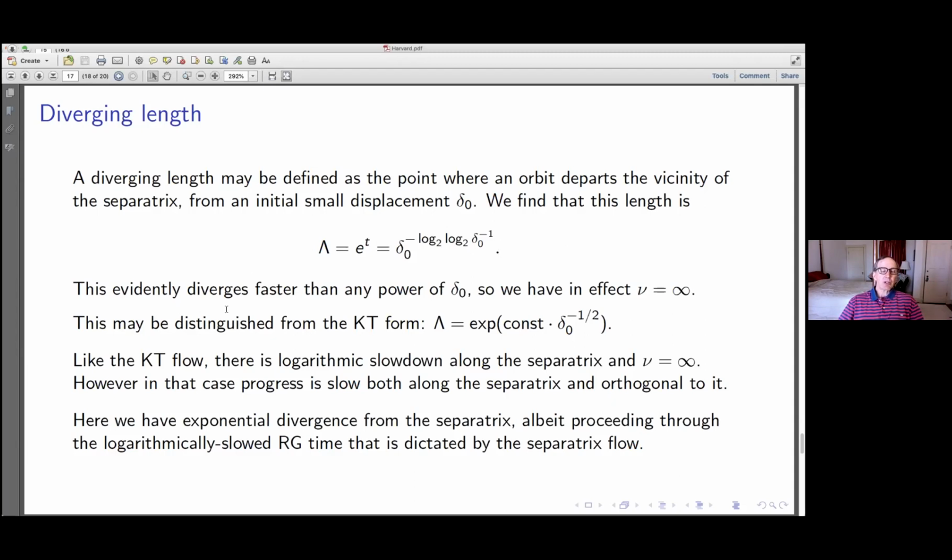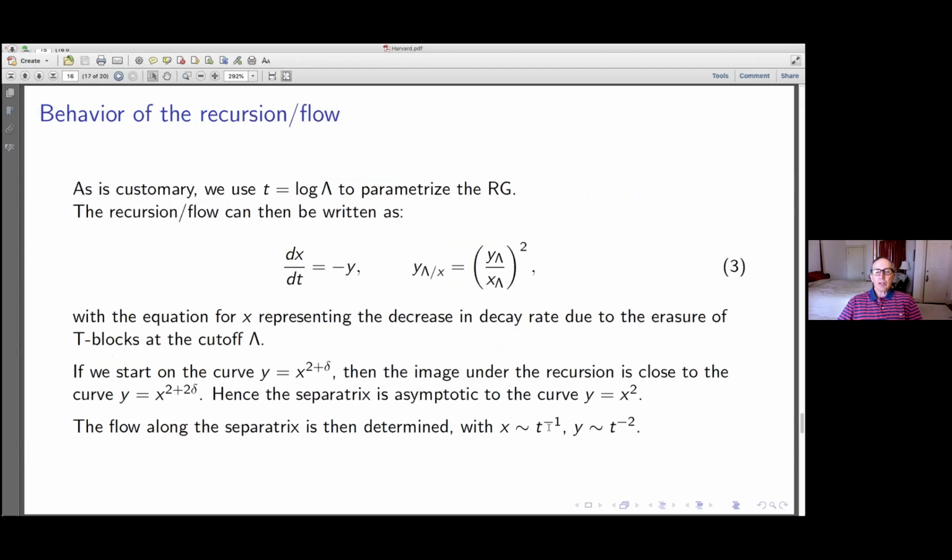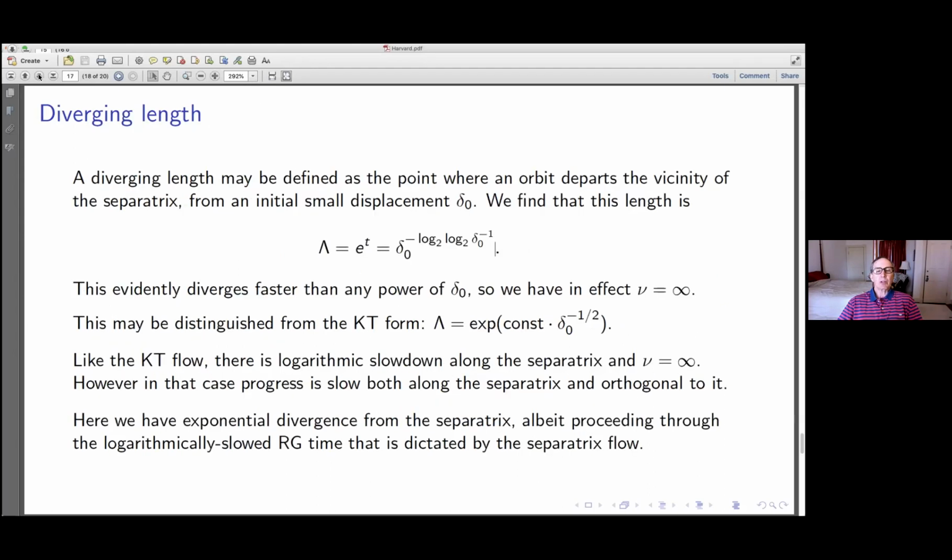And this may be distinguished from the Kosterlitz-Thouless form, which also involves nu equals infinity, but it has a very different divergence, e to the delta 0 to the minus 1/2. It's worth pointing out that this flow has a lot of resemblance to the KT flow, but in the KT flow, there's logarithmic slowdown along the separatrix. As we saw, x is t inverse, y is t to the minus 2, t is log lambda, so that's this logarithmic slowdown along the separatrix. And of course, nu equals infinity, but in the KT case, the progress is also slow going orthogonal to the separatrix. In our case, we have what is very nearly exponential divergence away from this separatrix. It does proceed through this logarithmically slowed RG time.